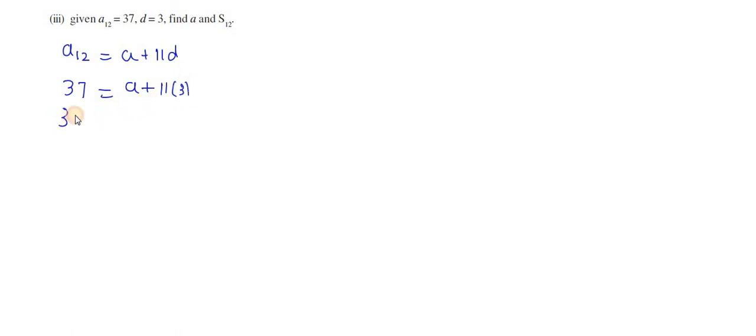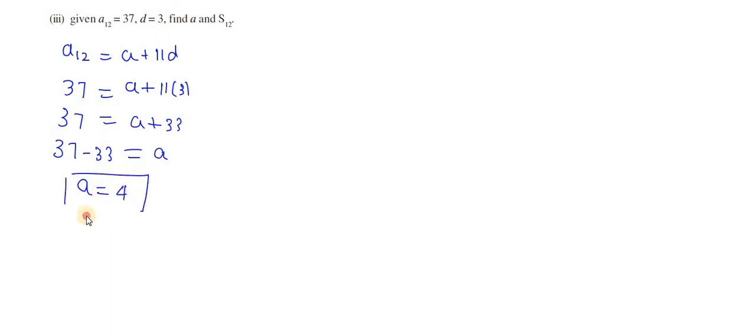So 37, here 11 threes are 33. So a plus 33, when this 33 comes to the left-hand side, it becomes 37 minus 33, which is equal to a. What is 37 minus 33? Yes, tell me. It is nothing but 4. So a is equal to 4. So we got the a value, and we need to find S12.